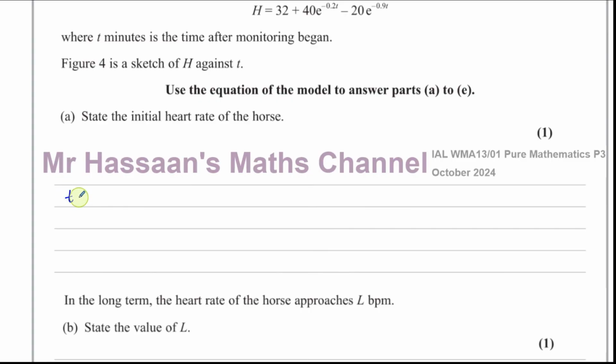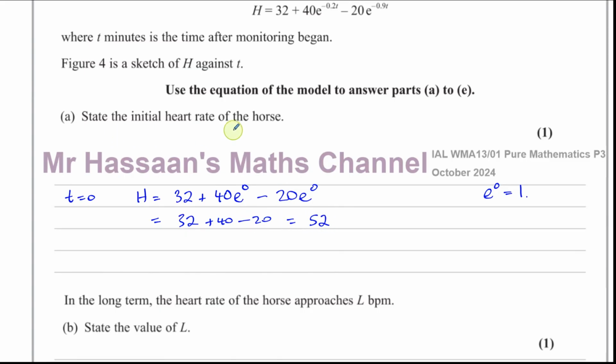So when t is equal to 0, H is going to be 32 plus 40 times e to the power of 0, because you put minus 0.2 times 0, minus 20 times e to the power of, again, 0. And we know that e to the power of 0 is equal to 1. Anything to the power of 0 is equal to 1. e is just a number, called the natural number. So this is going to give you 32 plus 40 minus 20, which is basically 32 plus 20, which is 52.